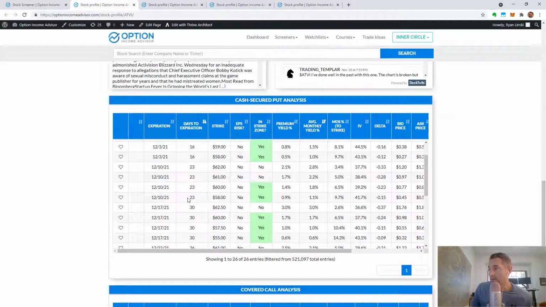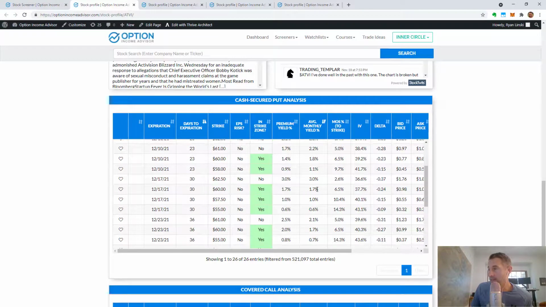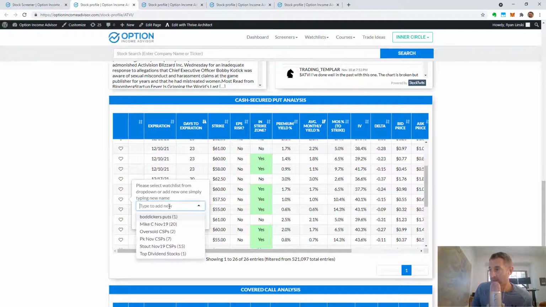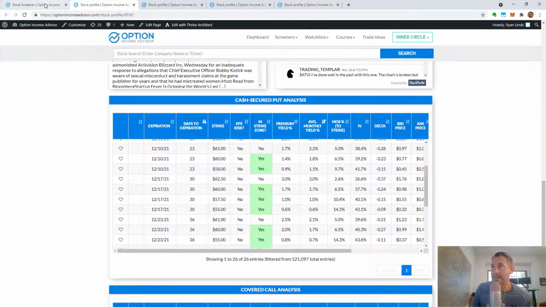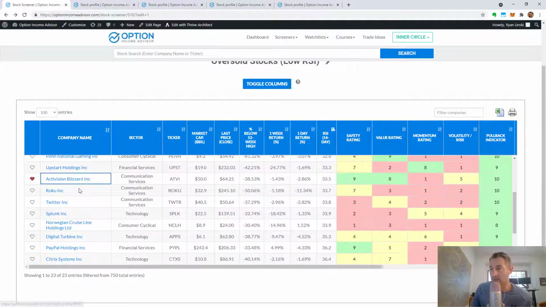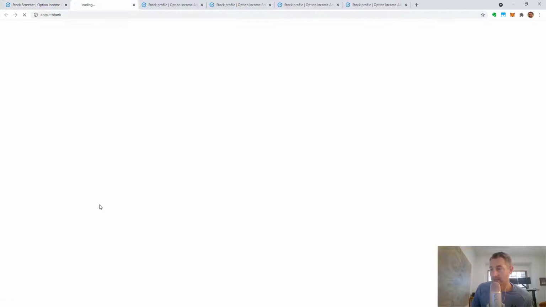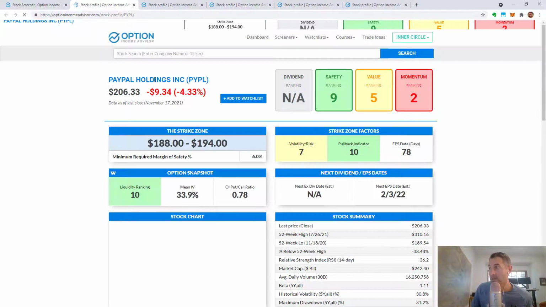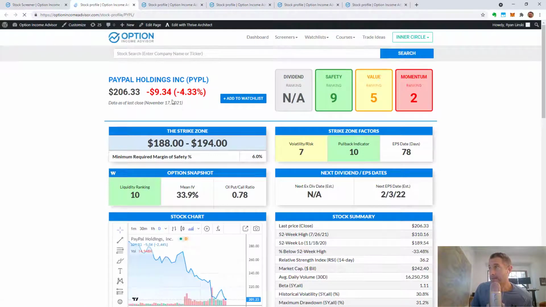Let's see. So, the 1217. You could either do the 60 or the 57.5 here on this one. So let's add that one. It's 1%, another 10% margin of safety. It's a 15 delta, like that. And so you can just see how easy it is to build yourself a watch list of stocks. So PayPal, let's just do a couple more just so you see what we've got here.